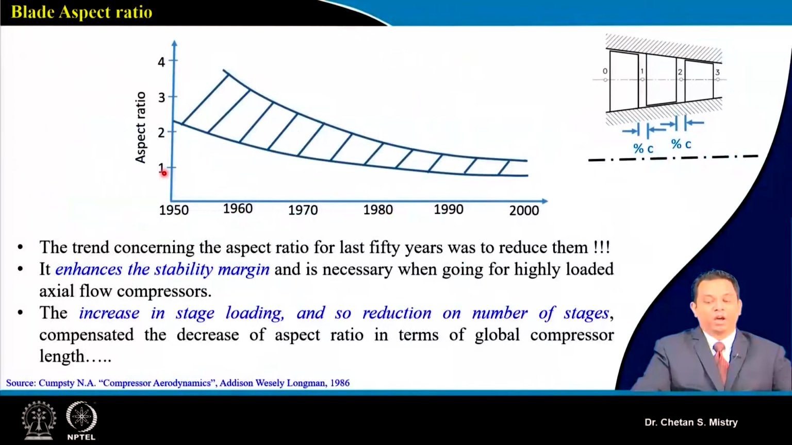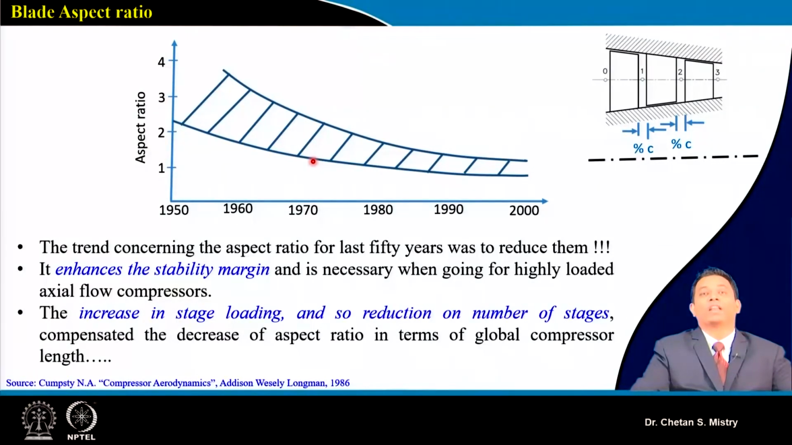Now if you look at this, this is a global trend. Here, this represents the 1950s and this is around 2000, and it continues to converge. It says the trend for the last 50 years is to reduce the aspect ratio.